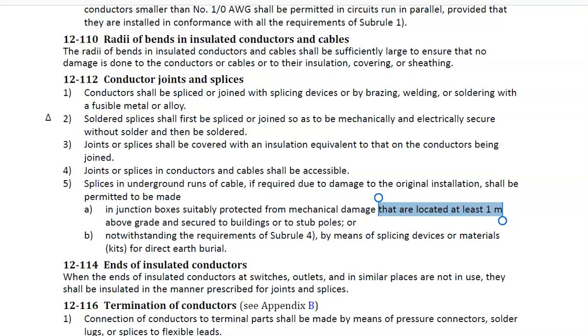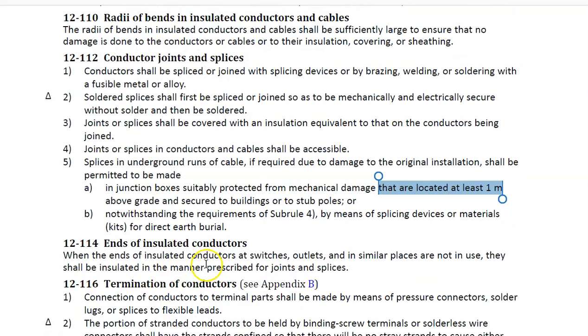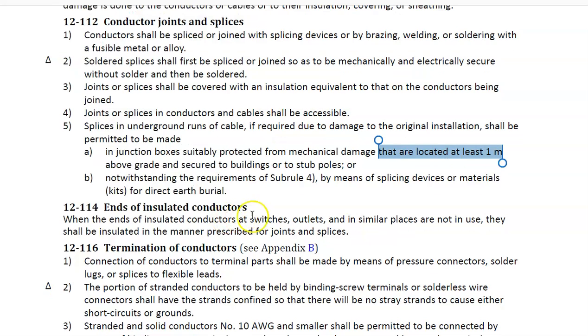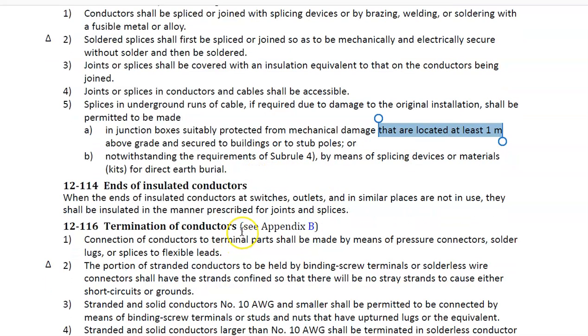Okay. If we take a look at 1.1.12, that one's going to deal with general splices. We do also have capping of conductors. That's going to be covered over here in 1.1.4, where we have unused conductors. They have to be insulated in the same manner prescribed for joints and splices. In other words, they have to have the same thing we'd use in a splice, which is going to be Moret or an equivalent amount of insulation, not necessarily just wrapping them in tape.